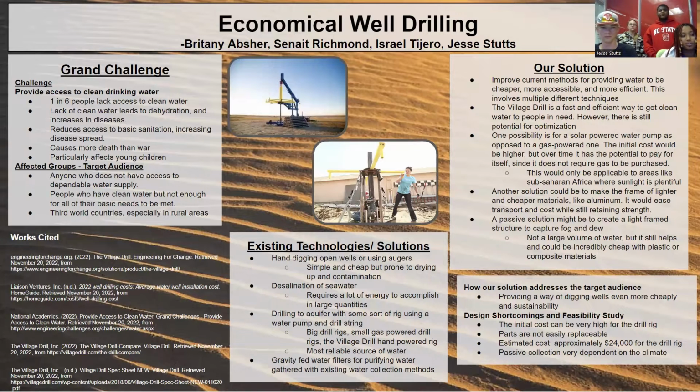Currently, there are a lot of solutions and technologies to tackle this grand challenge, both active and passive. The most effective passive method is gravity-fed water filters for existing water collection methods. However, this method is not the most dependable because it relies on the climate. Active solutions include hand digging open wells or using augers, which is a simple and cheap method. However, it's prone to drying up and contamination.